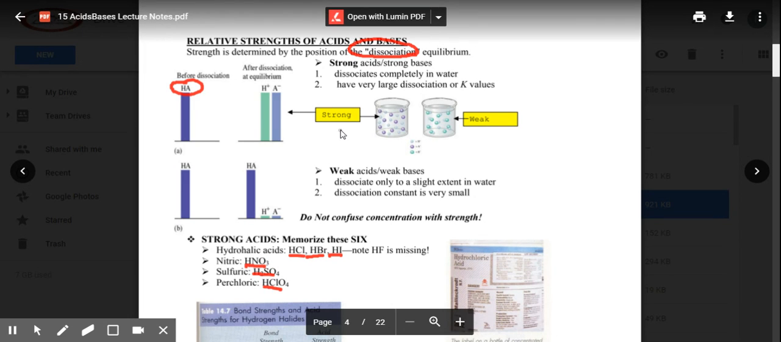What that means, strong means dissociation only. It doesn't mean how harmful these acids are, because they're all pretty bad, okay? It means how much dissociates. Strong acids dissociate 100%. We also have strong bases. Strong bases also dissociate 100%.